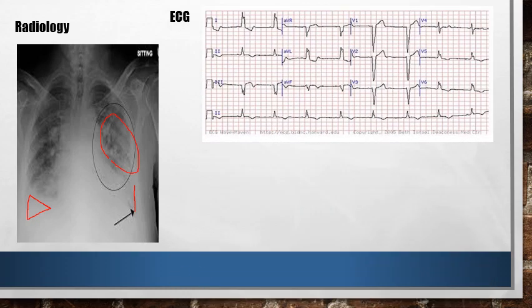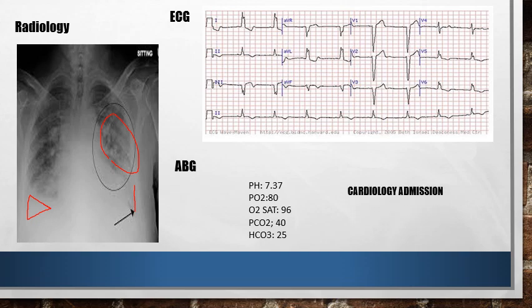We will continue. These are the ECG changes. We have the ECG changes of MI, and the patient has a normal ABG, so the patient was transferred to the cardiology department due to the presence of MI. And by the way, this chest X-ray is not pneumonia, it is pulmonary edema.